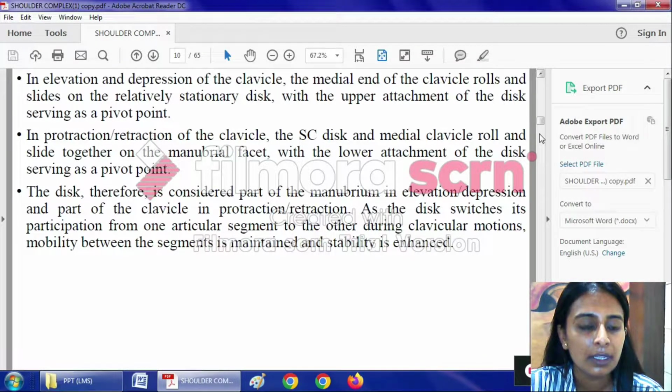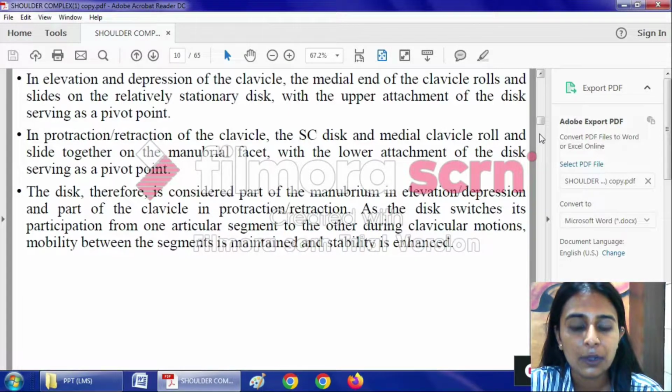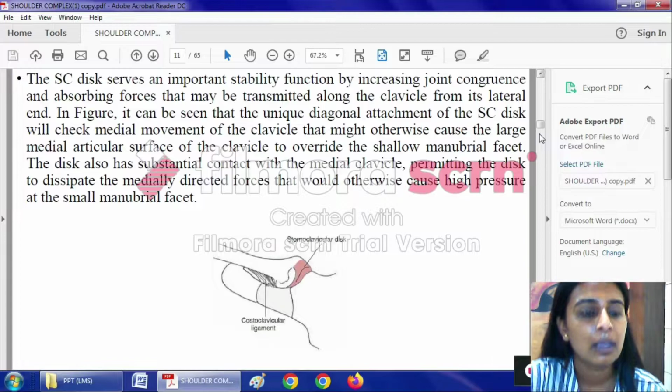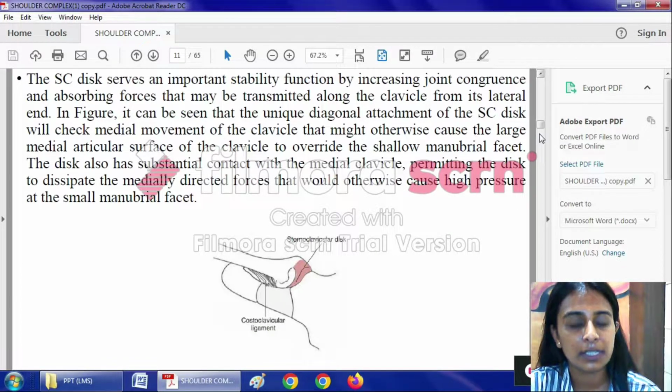The disc, therefore, is considered part of the manubrium in elevation and depression, and part of the clavicle in protraction and retraction. As the disc switches its participation from one articular segment to the other during clavicular motions, mobility between the segments is maintained and stability is enhanced. The disc serves an important stability function by increasing joint congruence and absorbing forces that may be transmitted along the clavicle from its lateral end.